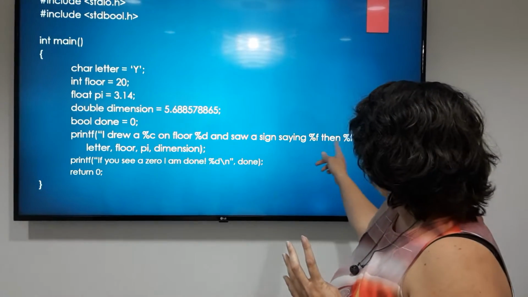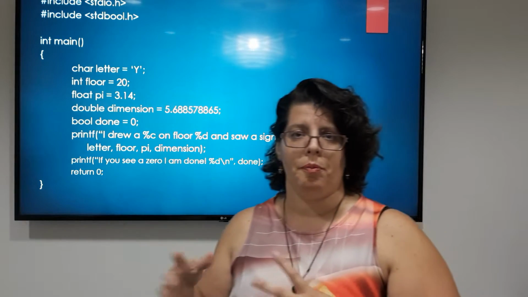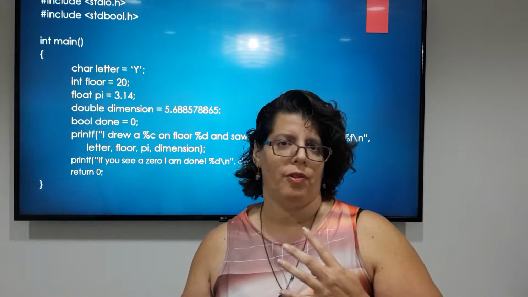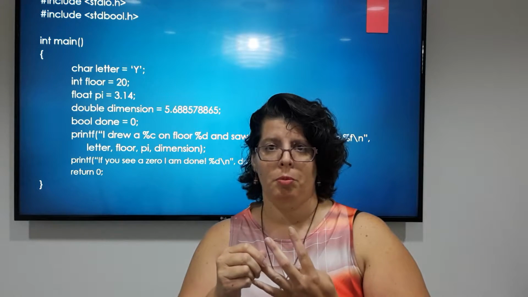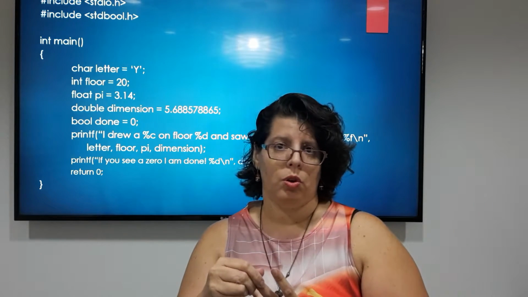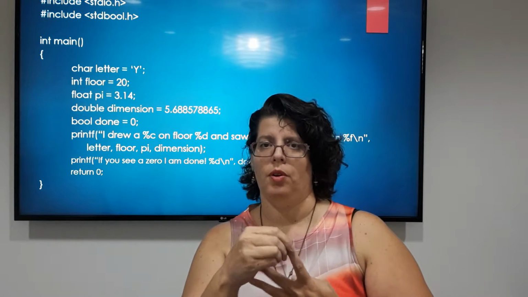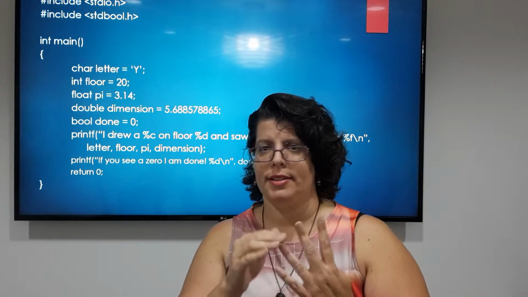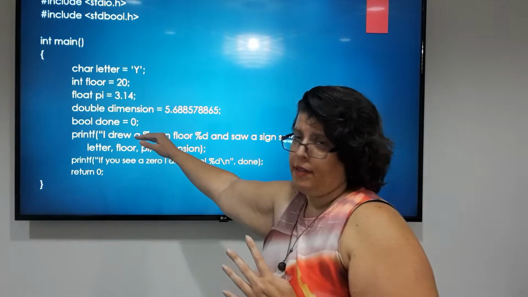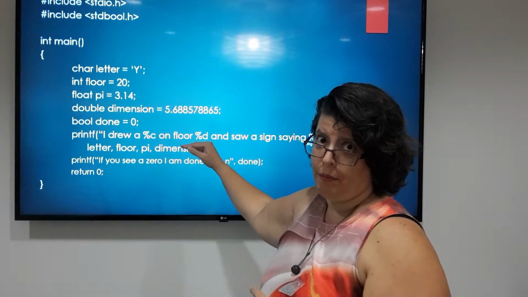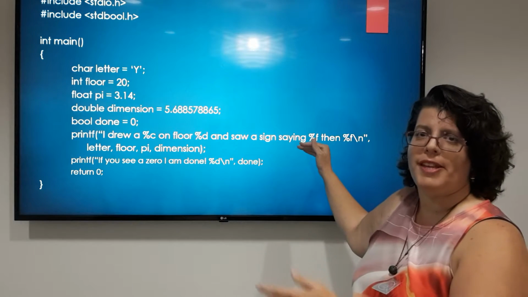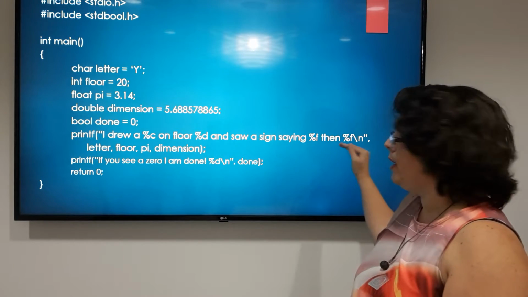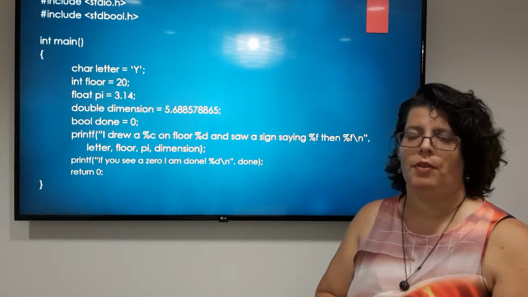Then I have 2 %fs. Remember, %fs were big decimal place numbers. It could be a float or a double. Either one will fit. So I have a character, I have a number or boolean, and then a float or a double, float or double. Those are the 4 blanks in my sentence. I drew some kind of letter, on floor some kind of number or boolean, and saw a sign saying some kind of big decimal place number like float or double, and then another decimal place float or double.